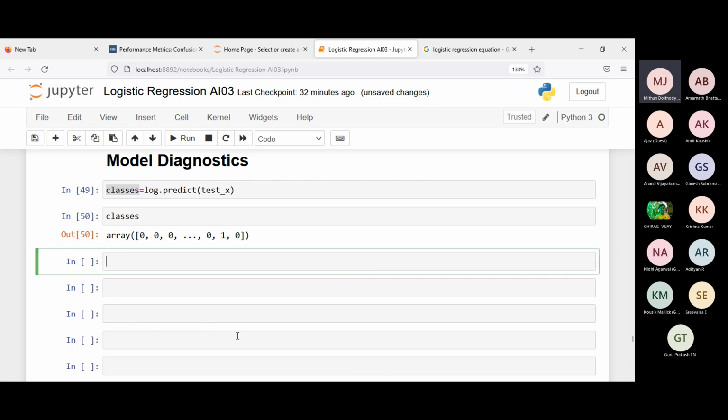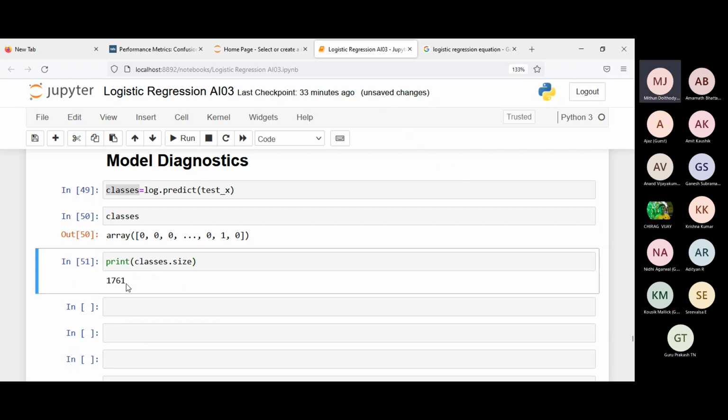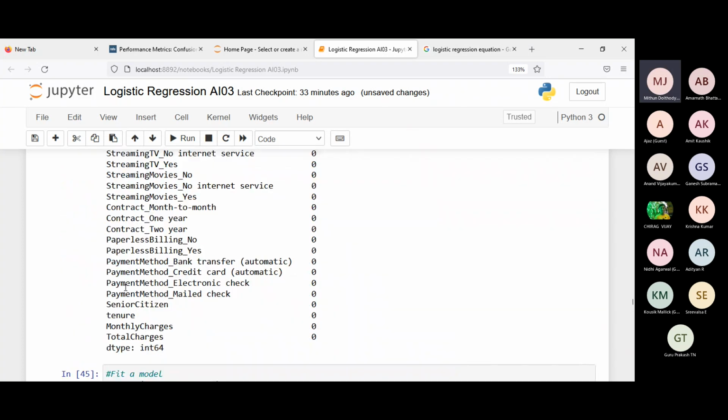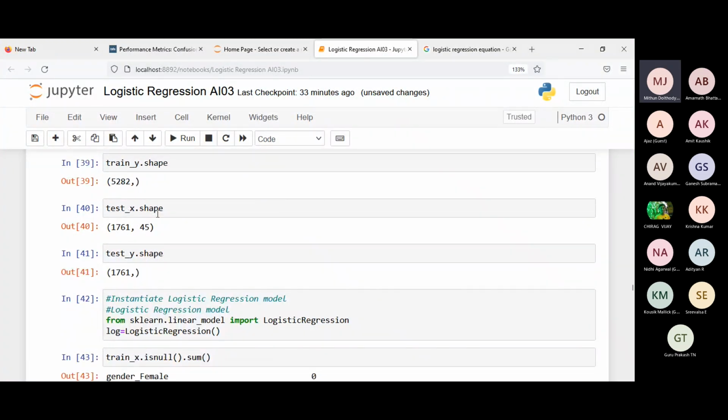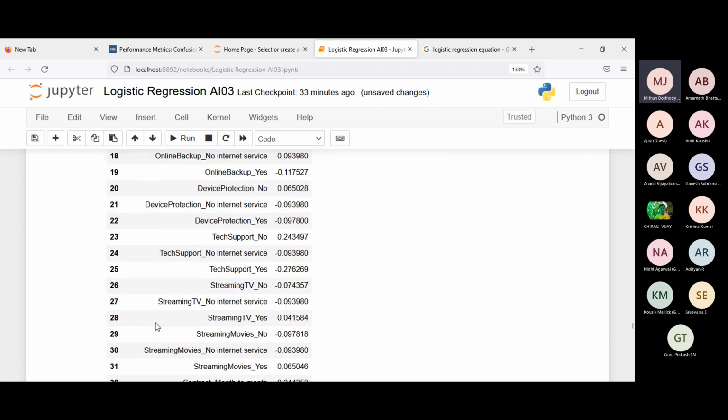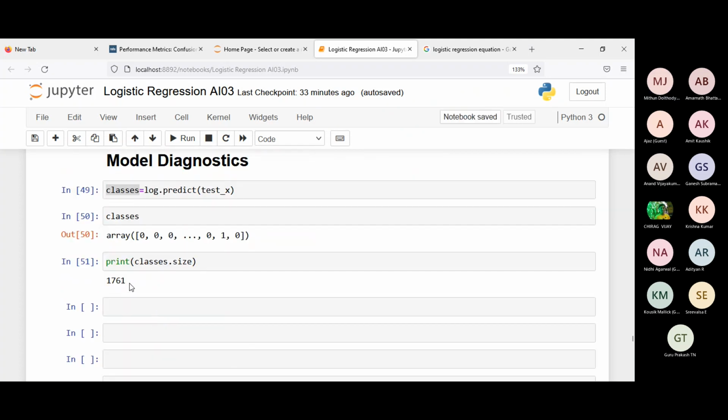Predicted classes dot size. So for 1761 samples, which is the test data set, we've been able to generate the predictions. Do you agree, guys? Let me go back. If you see here, look at test_x.shape. We have said 1761 records are there. So for each of these test samples, I've been able to generate the predictions. There are no problems with that. Okay, let's go ahead with this.